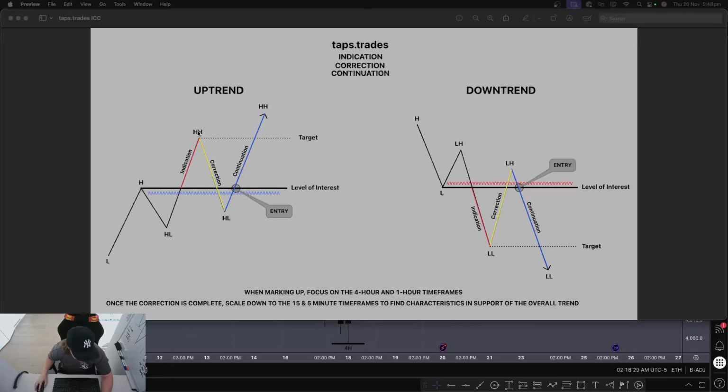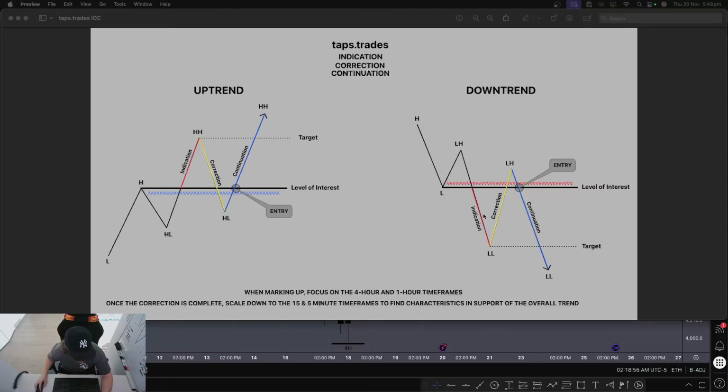So that's an uptrend. A downtrend is the reverse, essentially. So we start with a high in the market, a low in the market. Price then creates a lower high. Price then creates a lower low, which is the first phase of our ICC strategy, the indication phase. So price creates that indication. At this point in time, we're drawing a level of interest at that previous low.